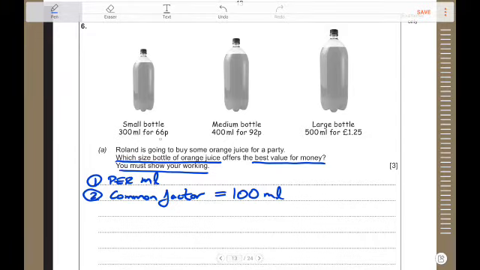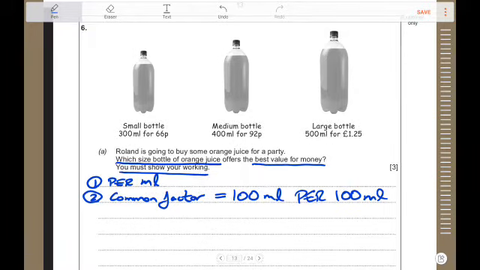To work that out for 1 millilitre, I would have to divide 66 pence by 300. This is a non-calculator paper, and I could do it, but I'm going to get a pretty nasty decimal. For this one, I'd have to do 92 pence divided by 400, and for this one, £1.25 divided by 500. So that's a bit trickier. But if there's a common factor, then you use that if it's easier. To work out the cost of 100 millilitres in the small bottle, I just need to divide 66 by 3, because 300 divided by 3 gives 100 millilitres.